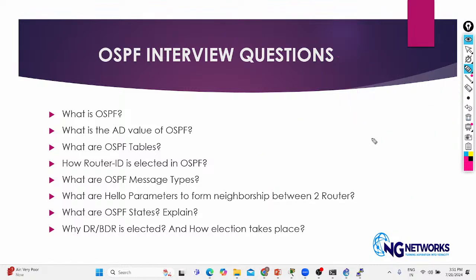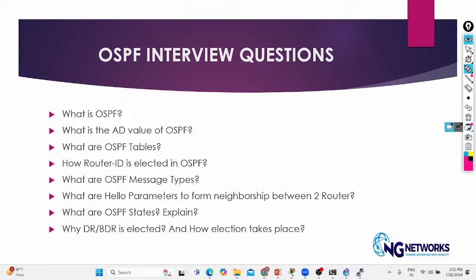For sharing this database, if the DR or BDR is sending the database to the other routers, apart from DR and BDR, which are known as DR others, it will use the multicast address 224.0.0.5. And if the DR others are sending the database to the DR and BDR, they will use the multicast address 224.0.0.6. This is why. And how is it elected?